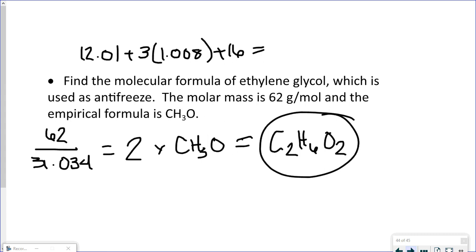And on a side note, it is possible for the molecular formula and empirical formula to be the same if when you divide them, you get that that ratio is 1.